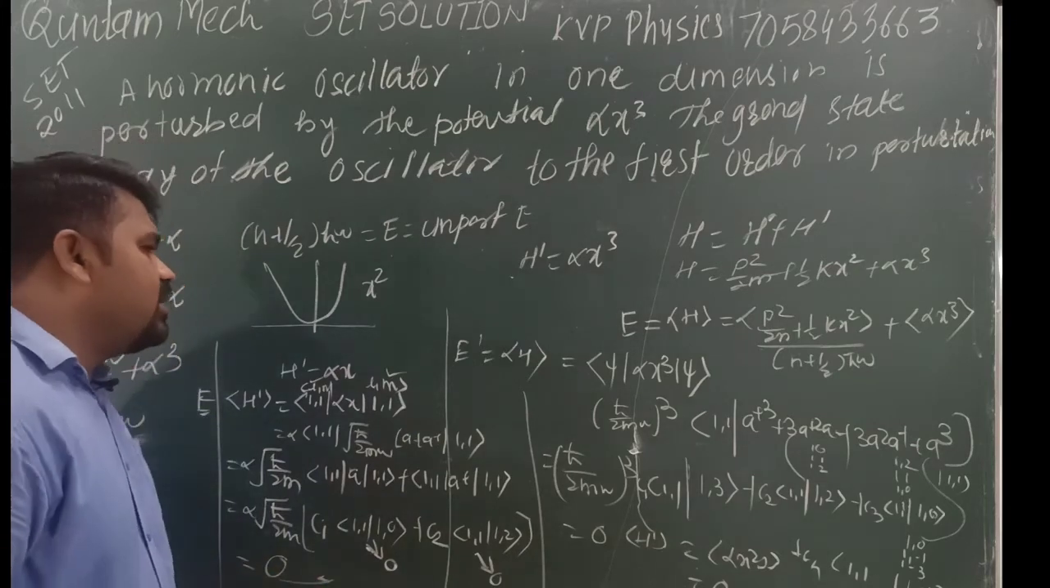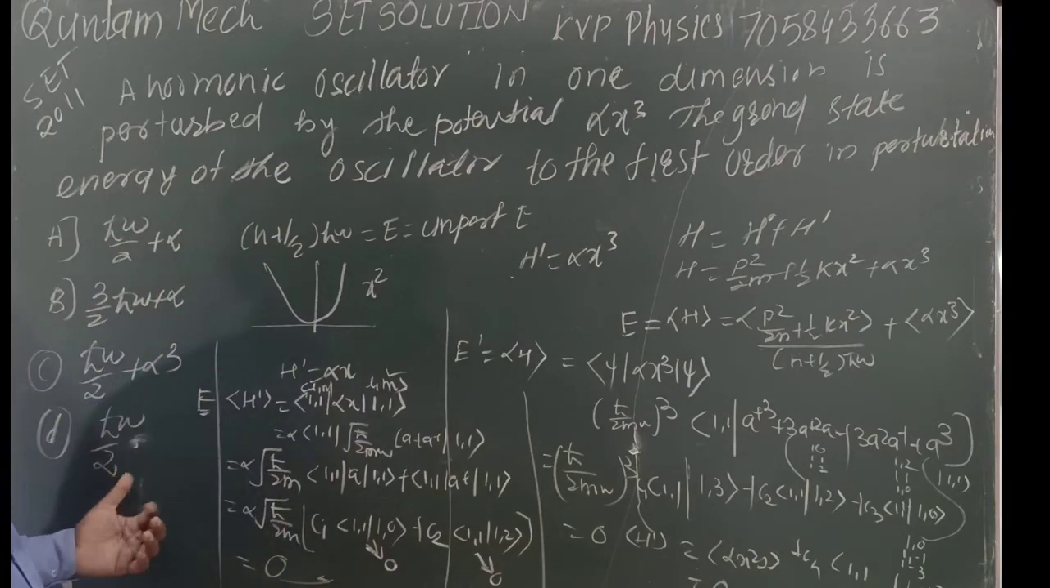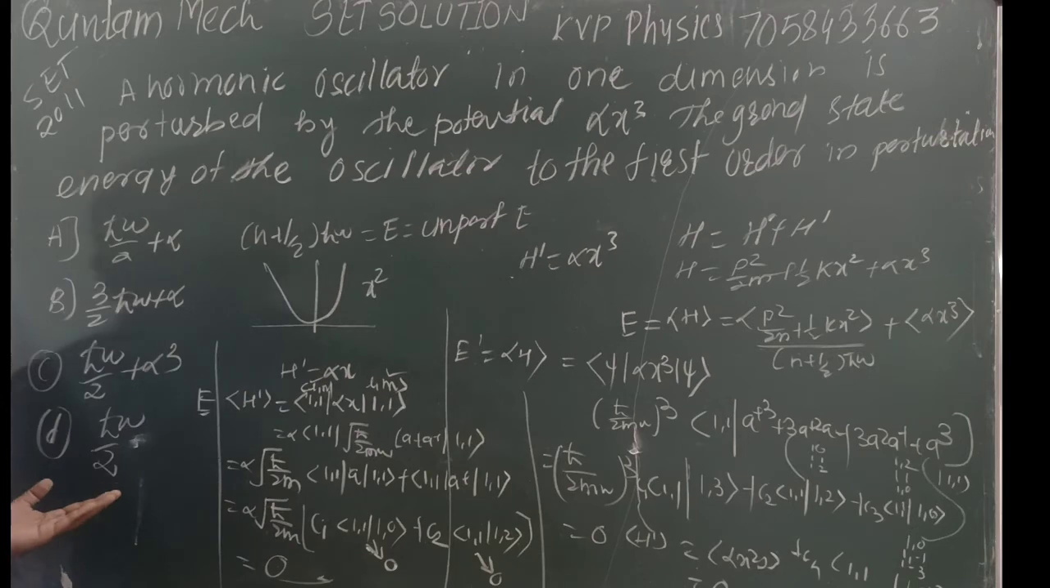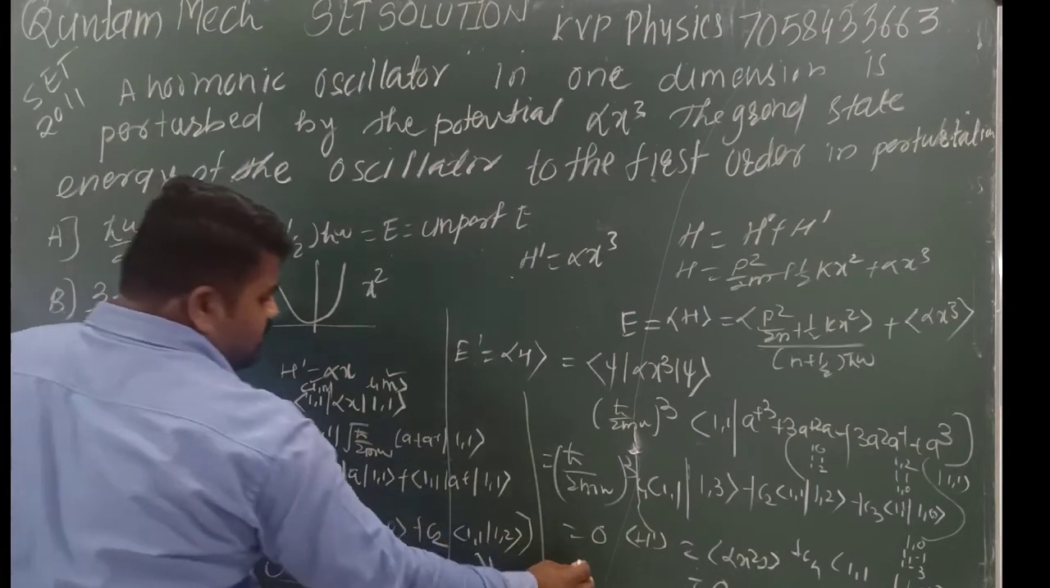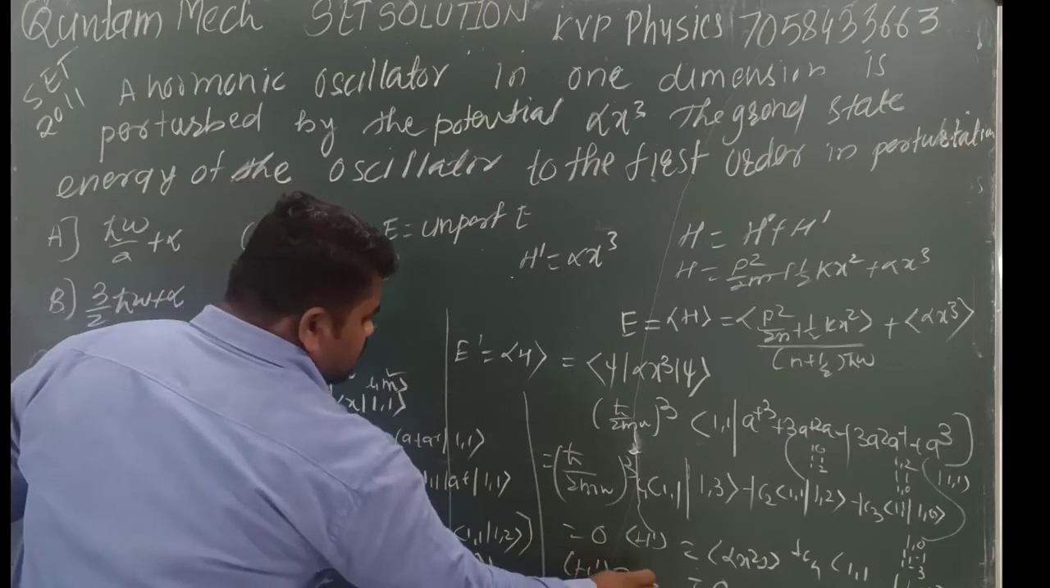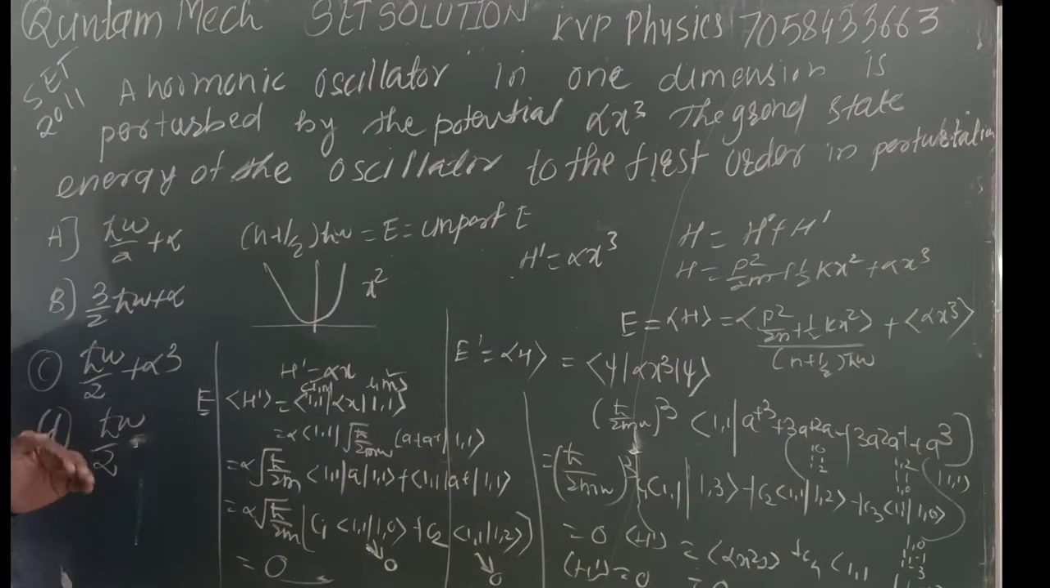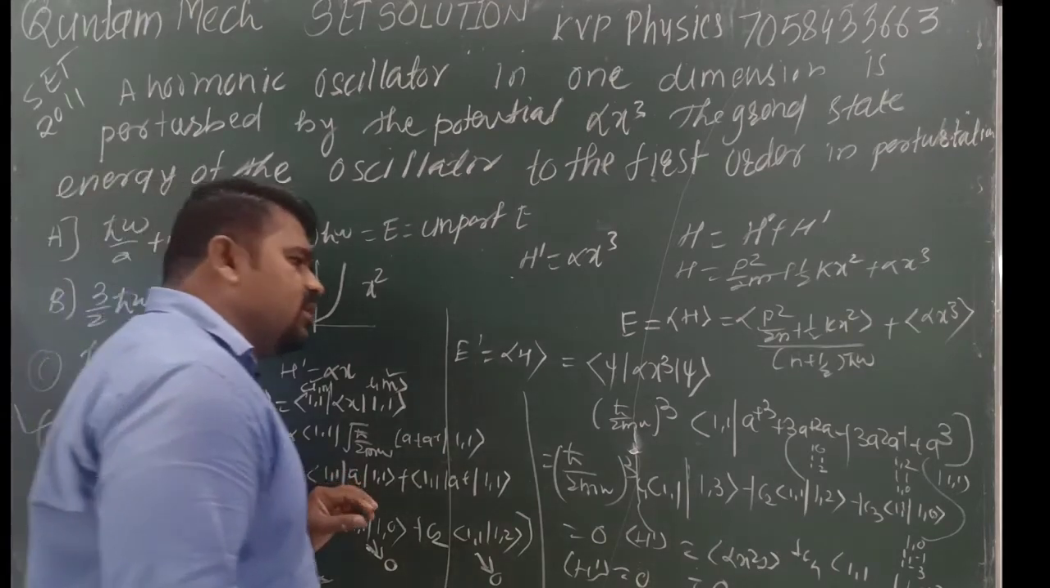And we know that unperturbed energy is h cross omega upon 2 plus how much part? 0 part. Yes or no? How much expectation of this? Expectation of h prime is equal to how much? 0. Means in unperturbed energy, how much part of energy added? 0. Why? Because alpha x cube is equal to 0. Means which option is correct? D option is correct. This is a repeated question, a set repeated question.